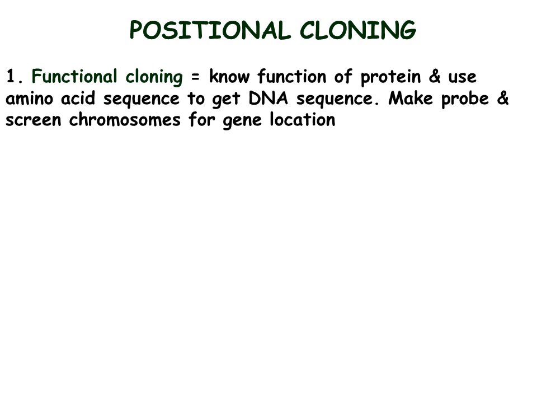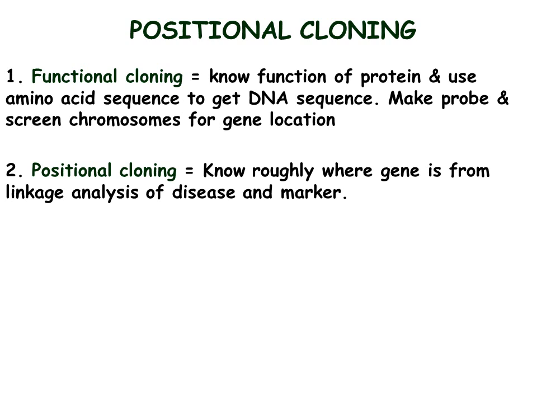Positional cloning, however, is going to be a little bit different. Now we're going to be talking about first functional cloning, where we know the function of the protein and we use the amino acid sequence to get the DNA sequence. This is what we did originally, but now we get the DNA sequence right away. We make a probe. Now a probe is going to be a complementary copy of the DNA sequence, and you screen chromosomes for the gene location.